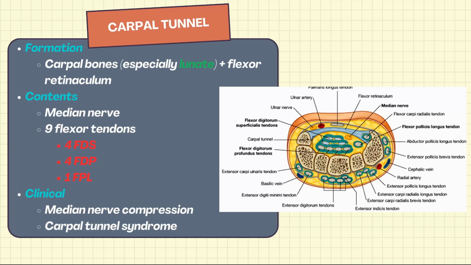You'll also have 9 flexor tendons. You're going to have 4 flexor digitorum superficialis and 4 flexor digitorum profundus, because they're going towards the 4 digits, which are the second, third, fourth and fifth digits. And lastly, you're going to have the last tendon, which is the flexor pollicis longus. Now, clinically, this can cause median nerve compression if you have carpal tunnel syndrome. Just forget about this right now. I'm going to explain it better in the upcoming slides.